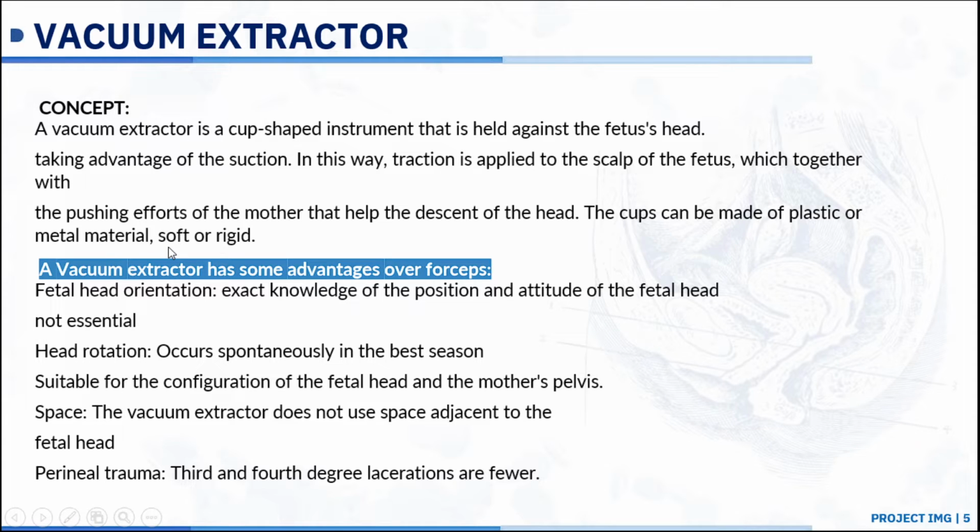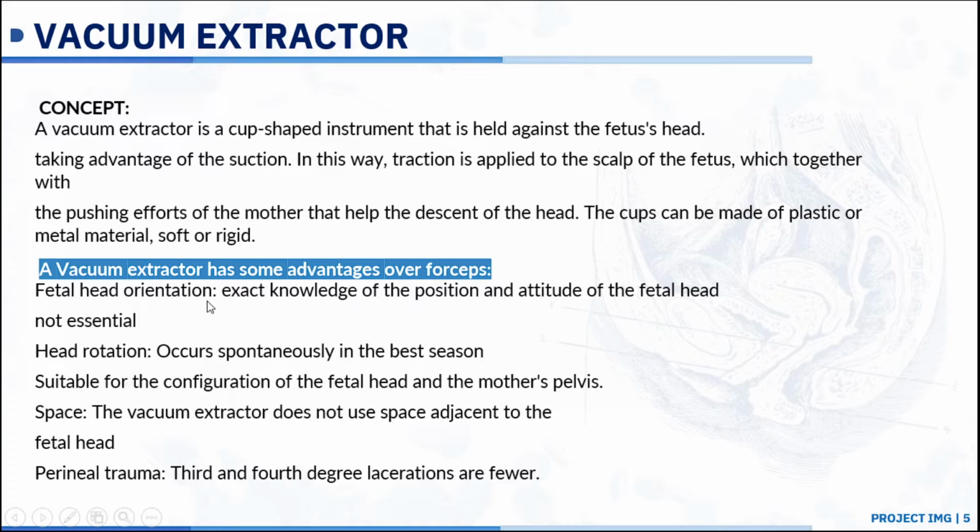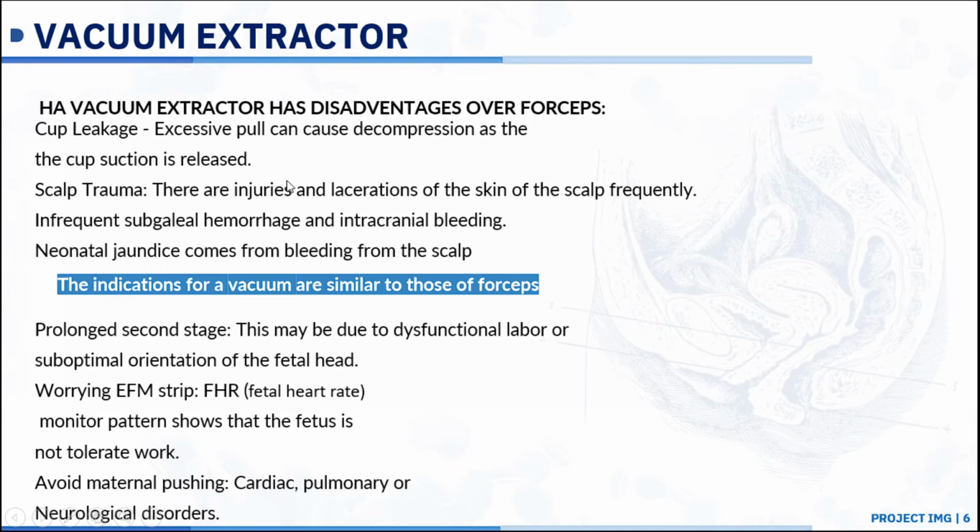A vacuum extractor has some advantages over forceps. Fetal head orientation: exact knowledge of the position and attitude of the fetal head is not essential. Head rotation occurs spontaneously in the best fashion, suitable for the configuration of the fetal head and the mother's pelvis. Space: the vacuum extractor does not use space adjacent to the fetal head. Perineal trauma: 3rd and 4th degree lacerations are fewer.